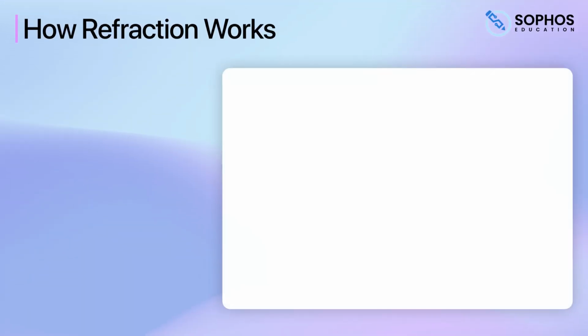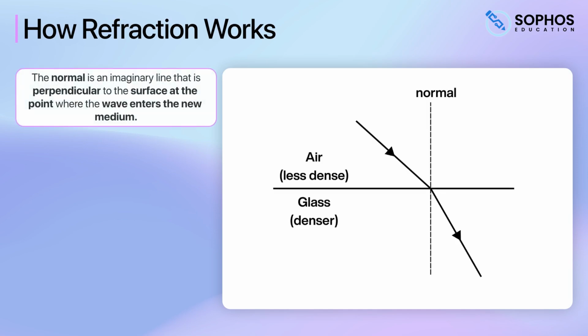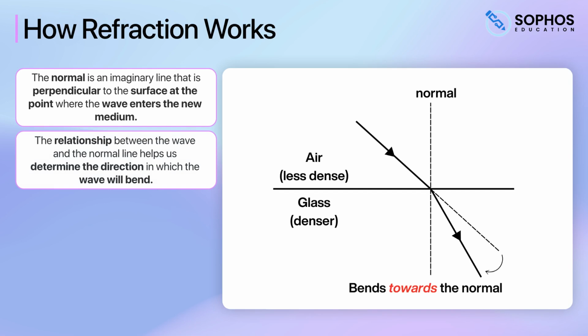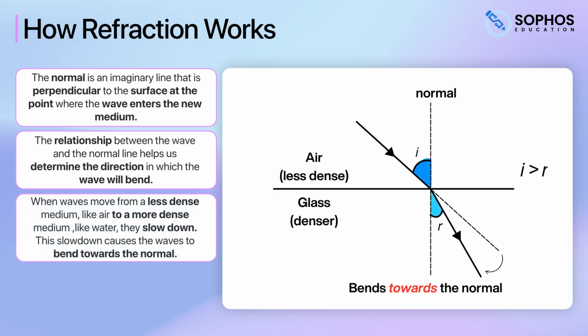To understand refraction more deeply, we need to introduce the concept of the normal. The normal is an imaginary line that is perpendicular to the surface at the point where the wave enters the new medium. The relationship between the wave and the normal line helps us determine the direction in which the wave will bend. When waves move from a less dense medium, like air, to a more dense medium, like water, they slow down. This slowdown causes the waves to bend towards the normal. For instance, when light enters water from air, it bends towards the normal because it's moving from a less dense to a more dense medium.